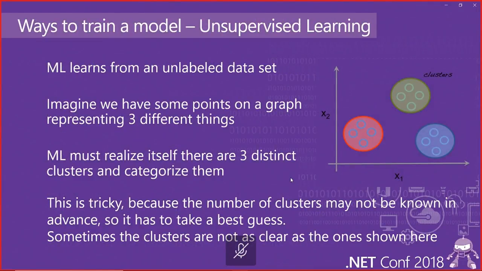So that was labeled data, and then we have unsupervised learning. Unsupervised learning is where, when we are developing artificial intelligence, the machine learns from an unlabeled data set. Imagine we have some points on a graph representing three different things, and the machine learning system must recognize by itself that there are three different clusters, and it has to categorize them itself. This is tricky, because the number of clusters may not be known in advance, so it has to take the best guess. Sometimes the clusters are also not as clear as the ones in the picture below, so the best guess can also be not that good.